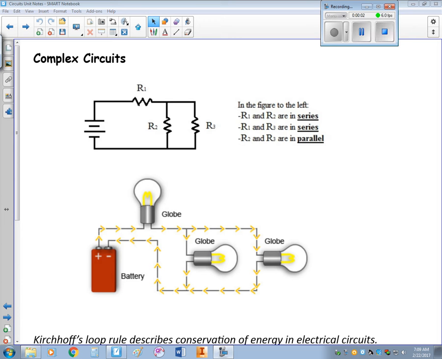This is the fourth and final video for the circuits unit. For this one, let's take a look at a complex circuit. Now, a complex circuit is one that is going to have both series and parallel in it.